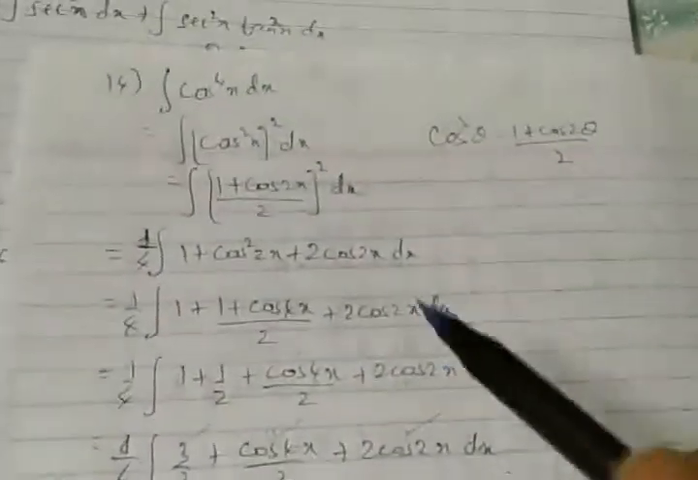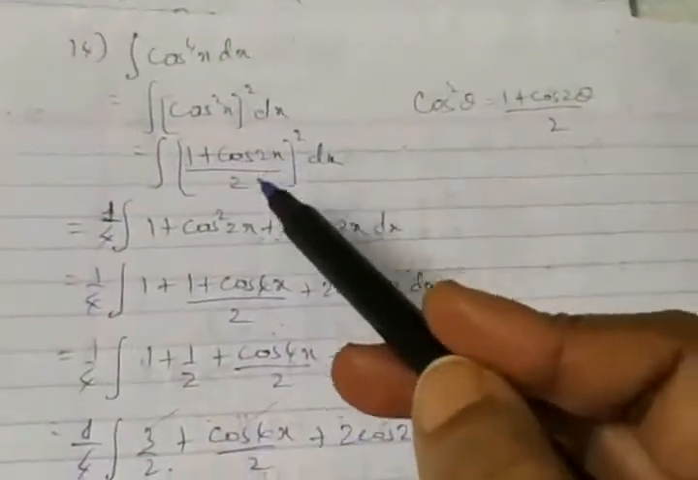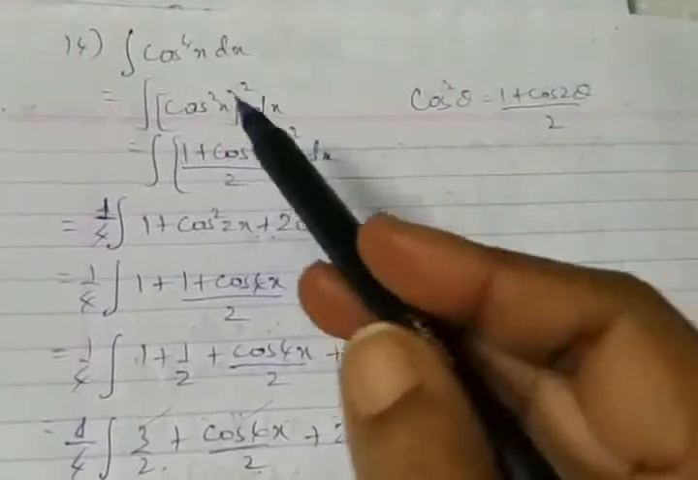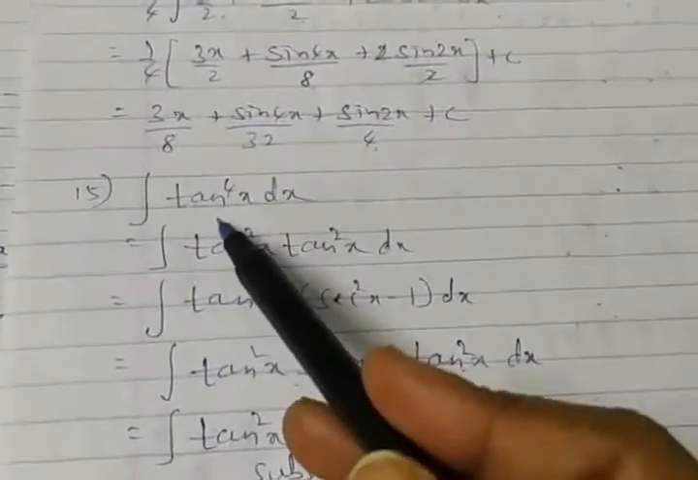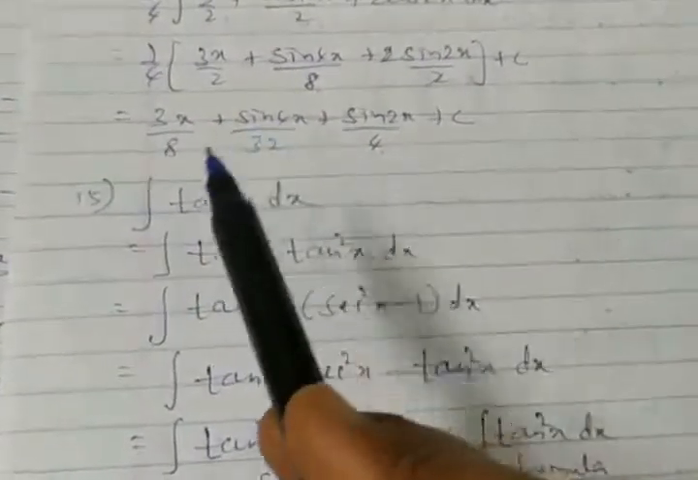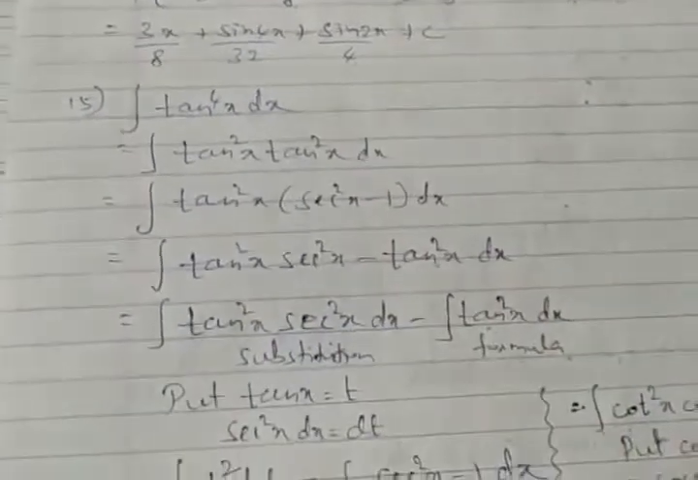Again cos square is going to occur, to be taken again. Likewise, if there is cos raised to 4, you apply the same method. Cos raised to 4 is 1 plus cos 2x by 2, cos square whole square, then 1 plus cos a plus b whole square. Whereas tan raised to 4, cot raised to 4, secant raised to 4, cosecant raised to 4 will be done under the same method.